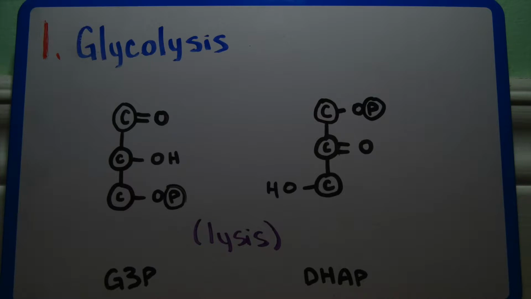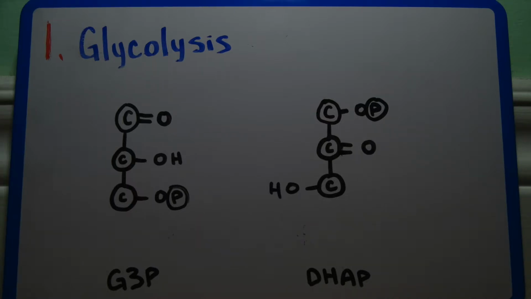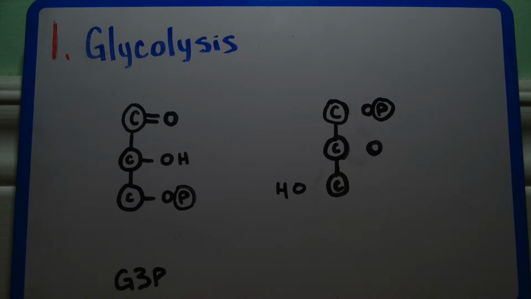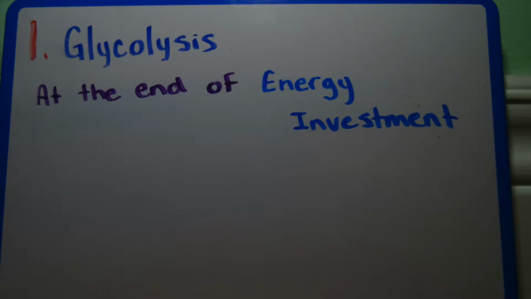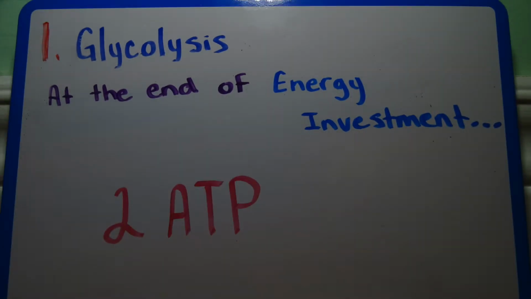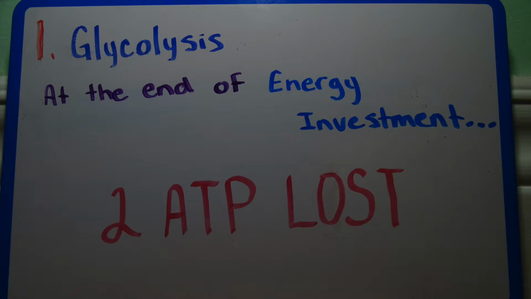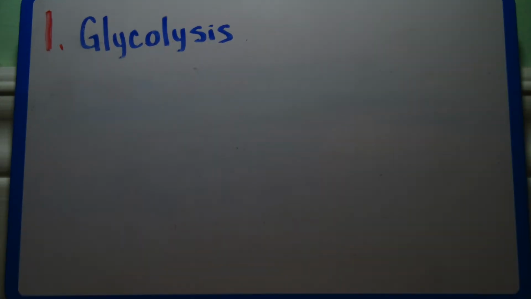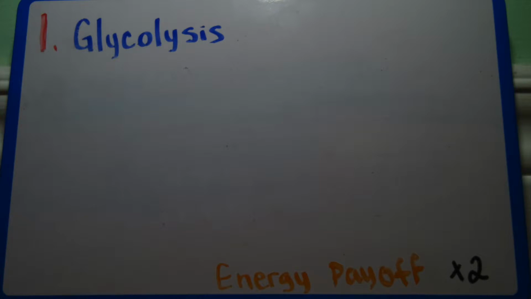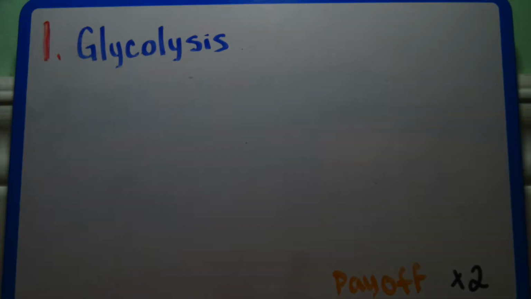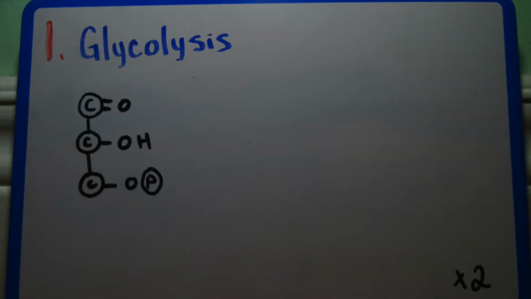Before we move on to the second phase in glycolysis, we are going to rearrange our DHAP molecule and turn it into another G3P. At the end of energy investment, we have now lost 2 ATP. And with our 2 G3P molecules, we are now ready to move on to the next stage, energy payoff. Because of the 2 G3P molecules we have created in the last phase, from now on, there will be twice as many products, even though you'll only see one on the screen.